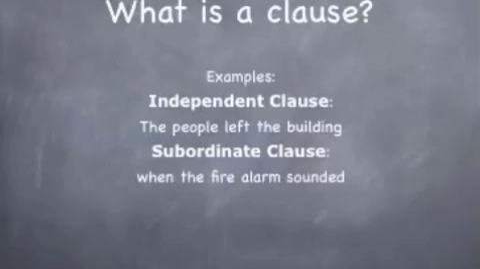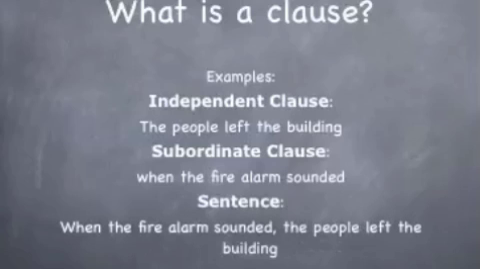Here we have a subordinate clause, when the fire alarm sounded. Right? We have a subject in there, the fire alarm. We have a verb, sounded, but it doesn't express a complete thought. When the fire alarm sounded, what? There's no complete idea here. That's a subordinate clause. Now, if we put the subordinate clause and the independent clause together, we're left with not only a complete thought, but a sentence. When the fire alarm sounded, the people left the building.